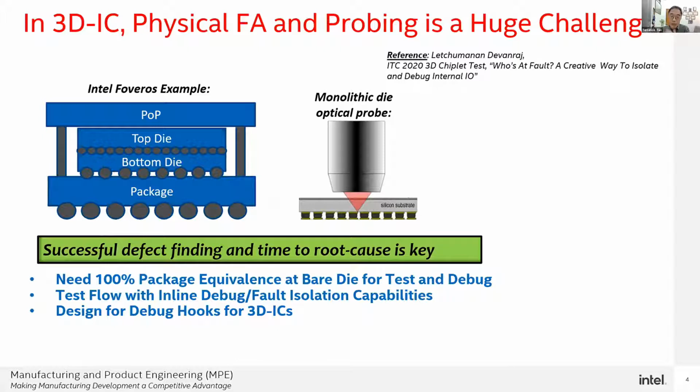How do you achieve 100% package equivalence at bare die? What do you need to do at final package, inline during the production test, to enable you to get the isolation information quickly? And what are the debug hooks that support the above?